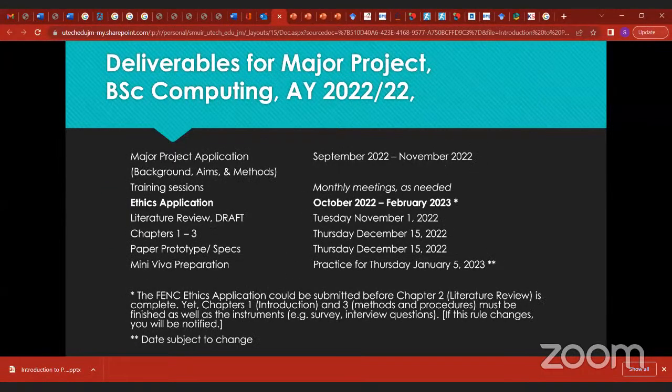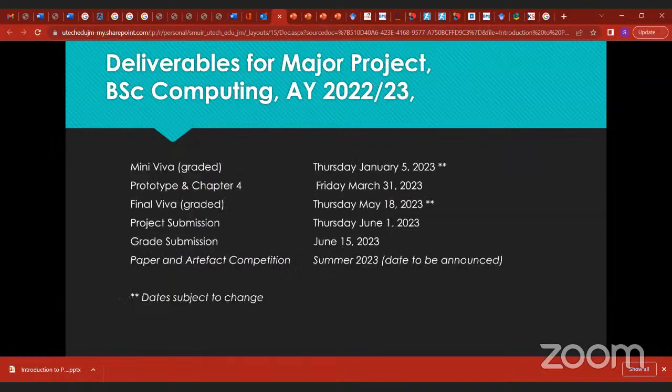All right, so just remind everybody that essentially at this point, you should be working on a proposal. You can reach out to different people, even people who are not your supervisor, if they're willing to give you feedback. So you should be working on getting a draft of your chapters 1 to 3. Basically, the idea is that this semester is getting your ethics application, your chapters 1 to 3, and preparing for the mini viva, which will happen in January. Thursday, January 5th is the date. If you're people who are working full-time, please put that on your calendar.